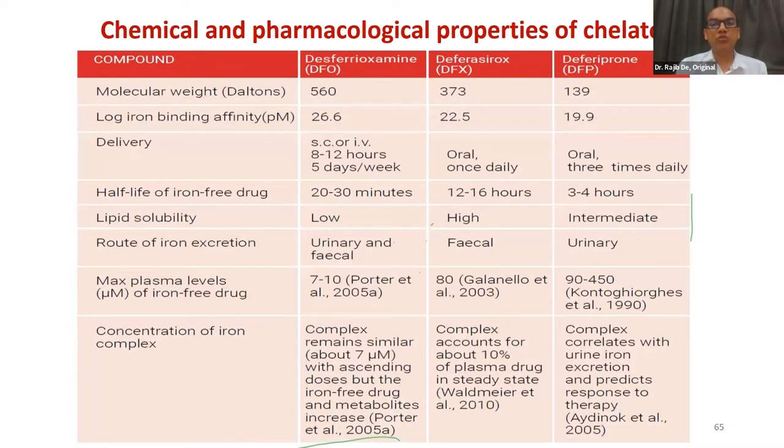Delivery for desferrioxamine is mainly subcutaneous or continuous IV. Half-life is 20 to 30 minutes. And it needs to be given at least 5 days a week, because labile iron is there in the plasma, so we need to ensure that the chelator is present continuously in the plasma for effective chelation. According to the half-life, we adjust the doses so that there is 24-hour presence of chelation in the plasma. As far as deferasirox is concerned, it is orally available. Its half-life is 12 to 16 hours, and that's why we give a once daily dose. For deferiprone, the half-life is 3 to 4 hours, so we give it TDS, 3 times a day.